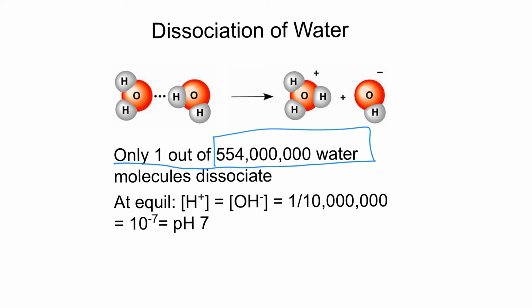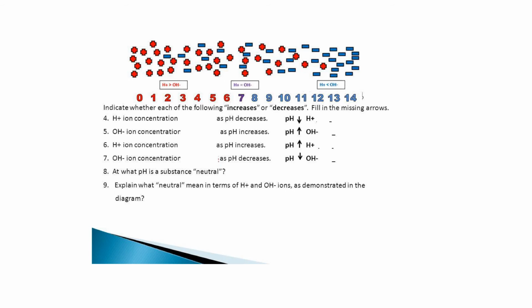Right? And so we get the hydrogen ion concentration at equilibrium is equal to 10 to the minus 7th. The negative log of 10 to the minus 7th is 7. So that's how we get the pH is 7 at neutral. I like this diagram because it's really showing you what is happening here.